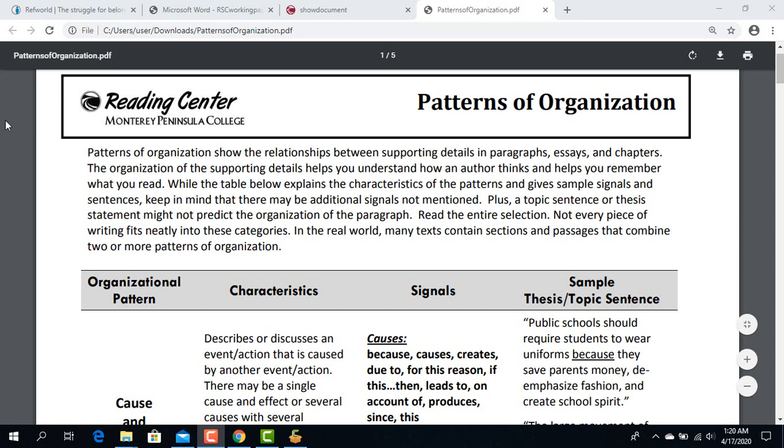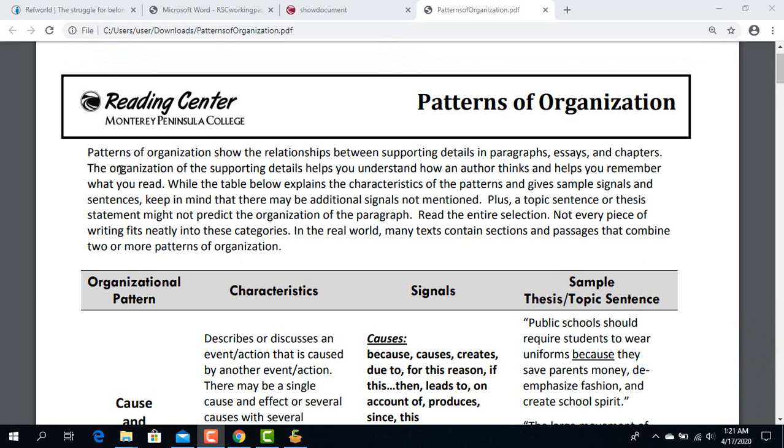So as you can know, patterns of organization show the relationship between supporting details in paragraphs. We're going to discuss only paragraphs. We're not going to discuss essays and chapters. So usually when we speak about patterns of organization, we're going to speak about the relationships between the supporting details, I mean the sentences, in the same unified paragraph.